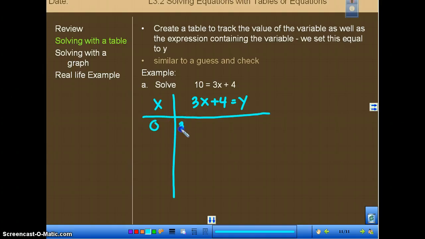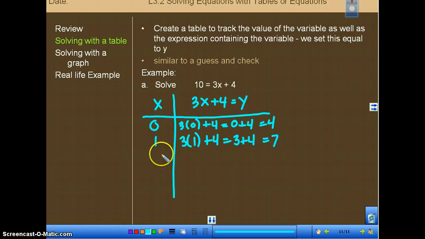I can make my calculation. 3, substitute a 0 for x, plus 4. Following our order of operations, multiplication comes first. This is 0 plus 4, or 4. This is not the value we're looking for, so we'll try again. I'm going to increase my x by 1 and see what happens when x is 1. Again, substituting for x, following order of operations, I see 3 plus 4, which is equal to 7.